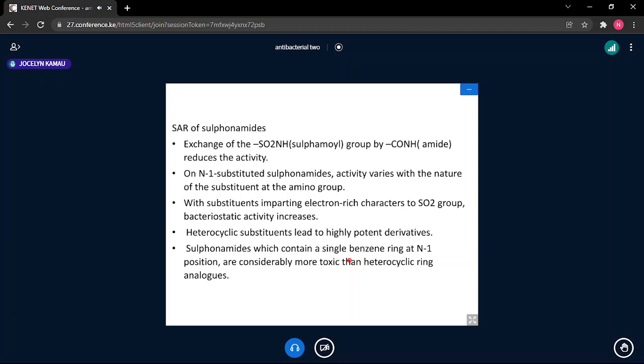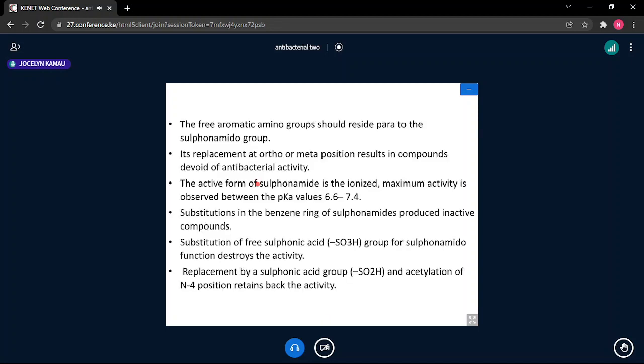And once you attach that group, it stabilizes the anion formed, and therefore this sulfonamide is more water soluble. And because it's more water soluble, even when it gets to acidic media, it will be readily excreted without undergoing crystallization to precipitate crystalluria, which is a major toxicity of these sulfonamides. The free aromatic amino group should be para to the sulfonamido group or the sulfamoyl group. Its replacement at ortho or meta position results in compounds which have no antibacterial activity.